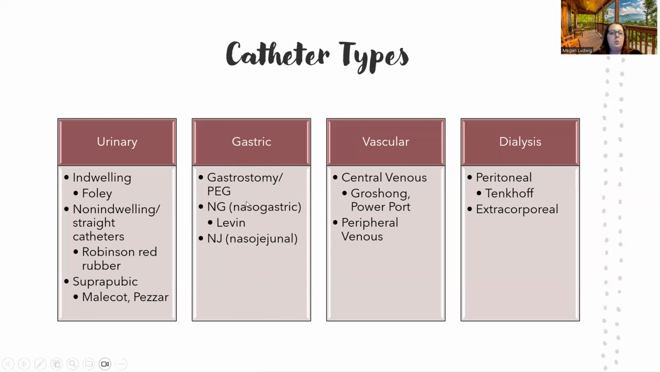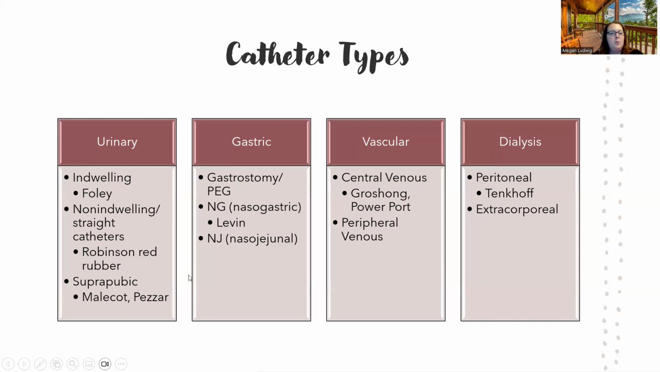This could be used to provide nutrition directly to the stomach, or it could be used to decompress the stomach. Maybe the stomach needs to rest. Same concept here with the NG, but it's going to go through the nose, the nasogastric tube. A type of nasogastric tube is called the Levin tube. So you may hear it called either or.